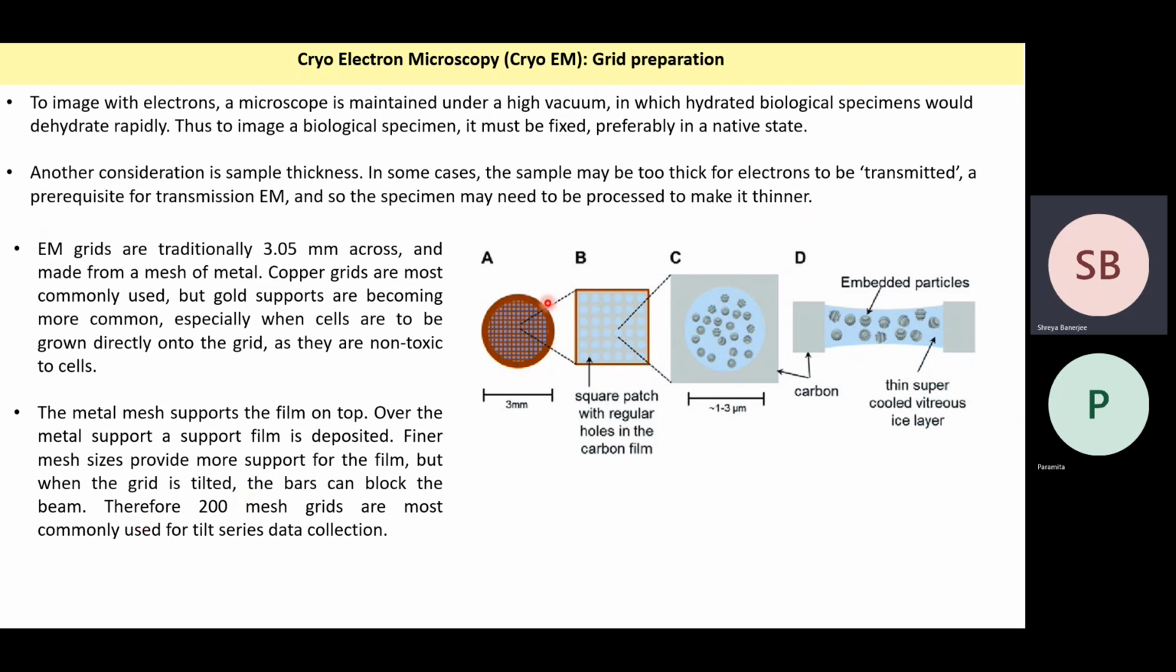So if the mesh is very fine, the film has a lot of support. But the problem becomes that the bars in the mesh can block the electron beam. So your grid cannot be too crowded, because then the bars of the grid will block the electron beam. But if the grid is very less crowded, then it will not properly support the film. So a compromise needs to be made, and it has been seen that 200 mesh grids are the best for data collection.